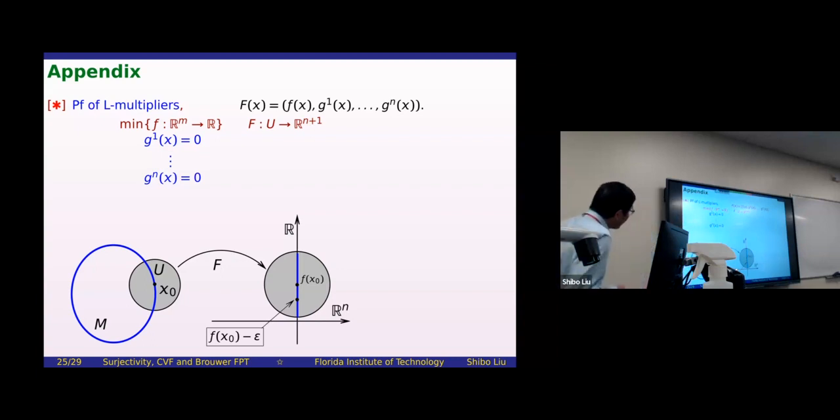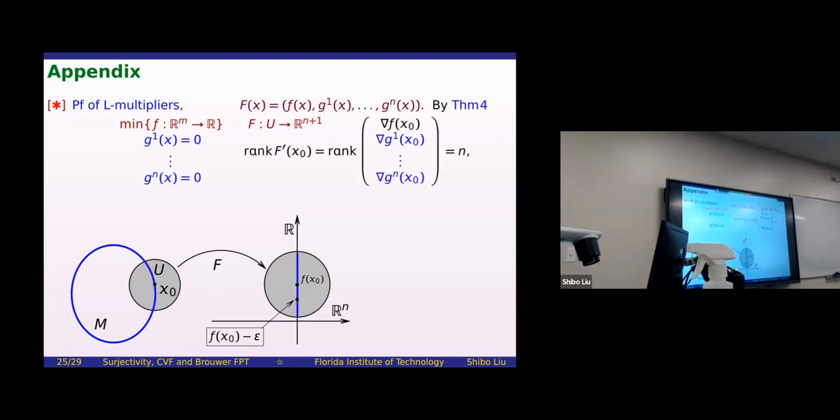Okay, so we have an open neighborhood U of x0, then we construct a map capital F from U to R^(n+1). The map capital F is defined using the function f and the n constraint functions g1, g2, up to gn. Once we have a map, we want to compute its derivative at the point x0. So DF(x0) is the matrix whose rows are the gradient of f and g1, g2 up to gn. Then we compute its rank. We claim that the rank of this matrix is n.